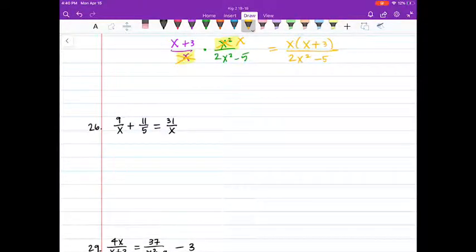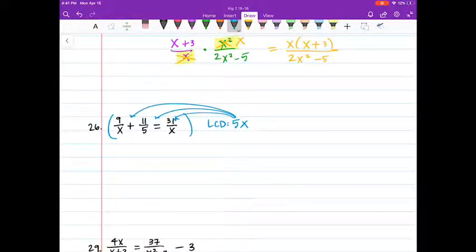Number 26, now I'm going to go ahead and use that process of multiplying everything by my least common denominator. So to figure out what my least common denominator is, I think about what they are so far. Okay, one of them's got a 5, 2 of them have an x, and then that's it. That's not so bad. So I multiply each one by my LCD. So I'm going to have 9 over x times my LCD plus 7 over 5 times my LCD equals 31 over x times that 5x over 1.